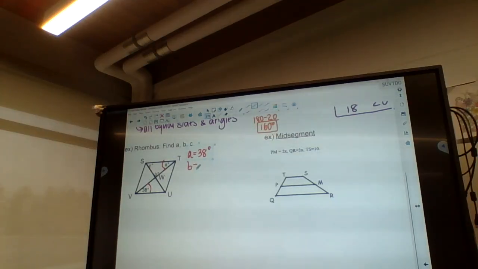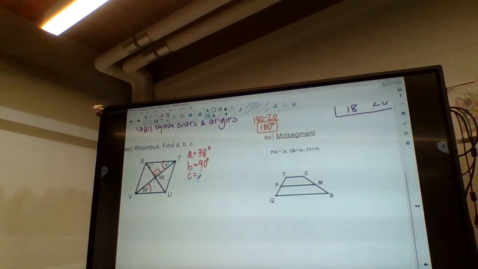B is going to be 90 because a rhombus is one of those where the middle angle is always going to be a right angle. Those diagonals are always perpendicular. And then C, yep, 180 minus 38. Not just 38 and 90. You'd have to take them all away.